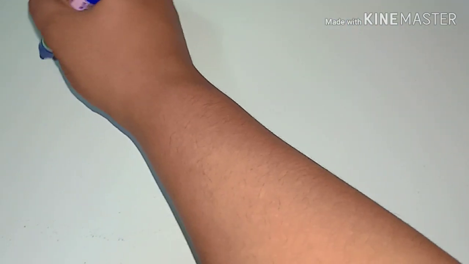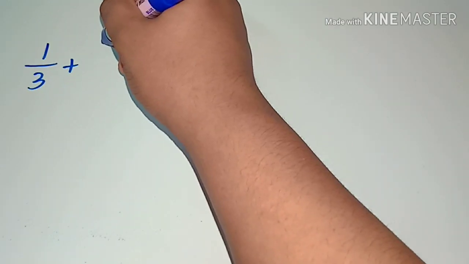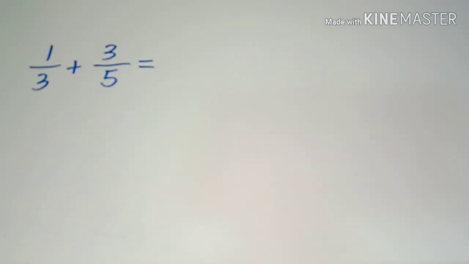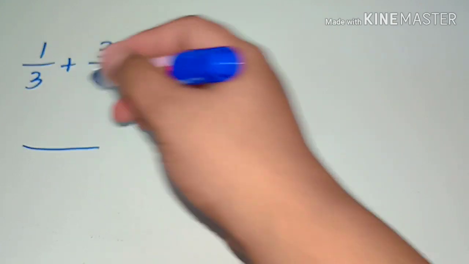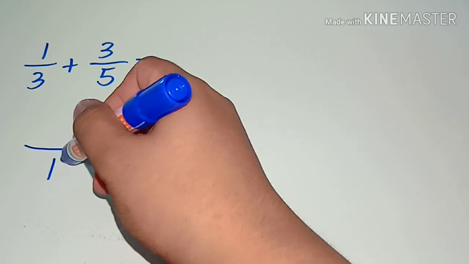Another example is, what if we are adding 1/3 plus 3/5? If you try to notice again, the denominators are different. So we'll use another way of solving that one. As I've said earlier, we can solve that by finding their LCD or LCM. So the common multiple for 3 and 5 is 15.